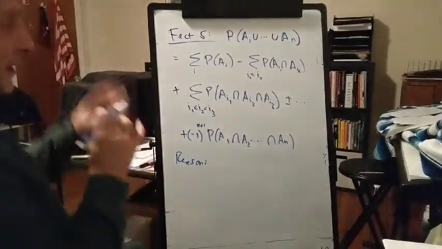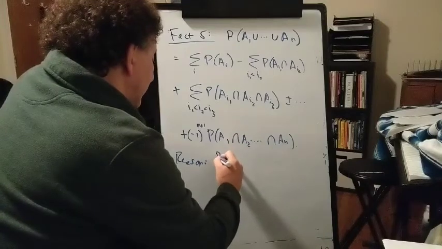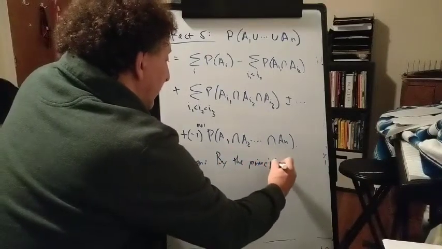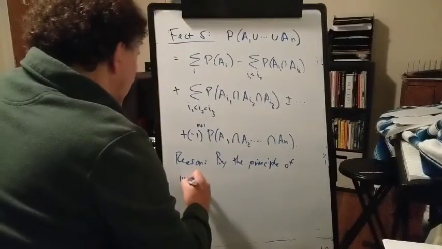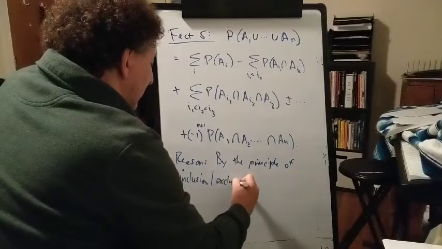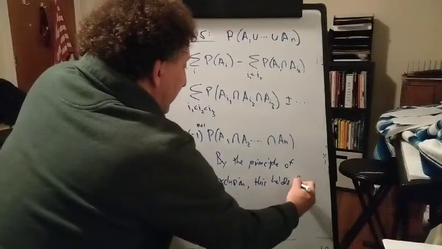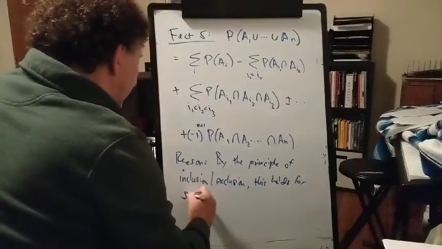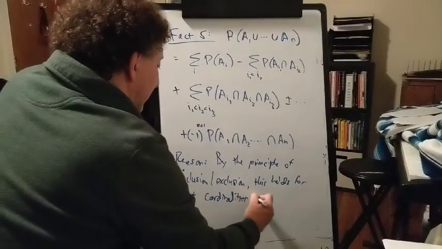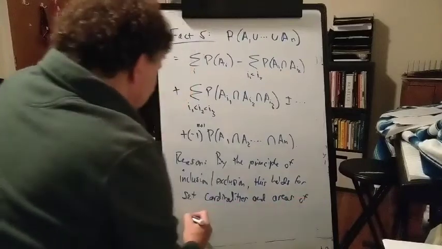And the reason, I'm not going to write this all out 2 more times, is by the principle of inclusion and exclusion. This holds for set cardinalities and areas of regions in the plane.